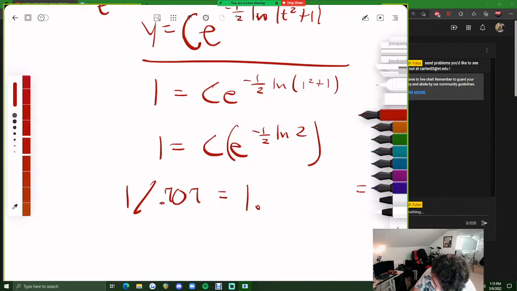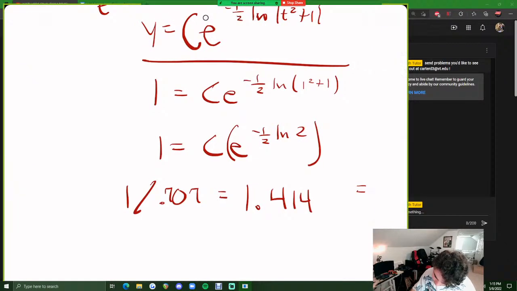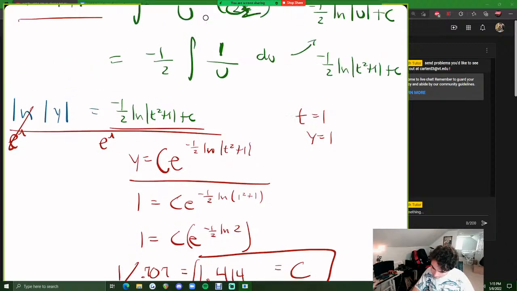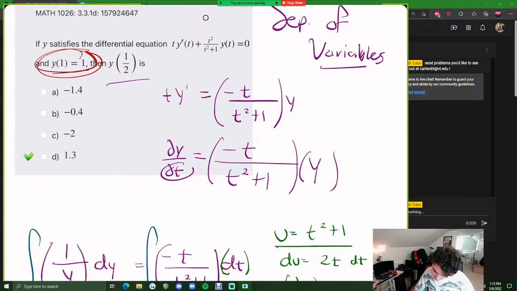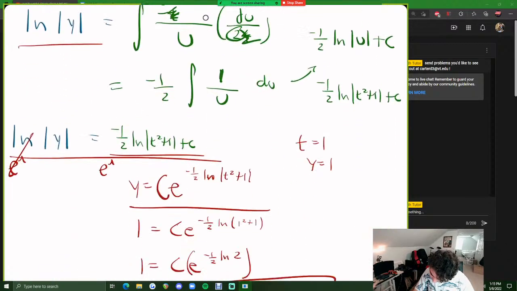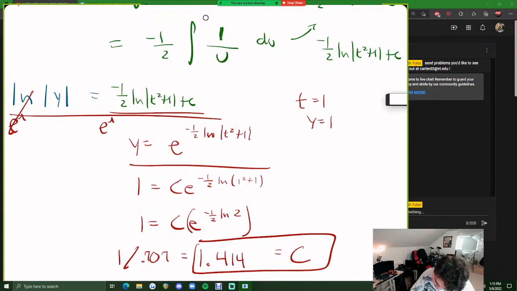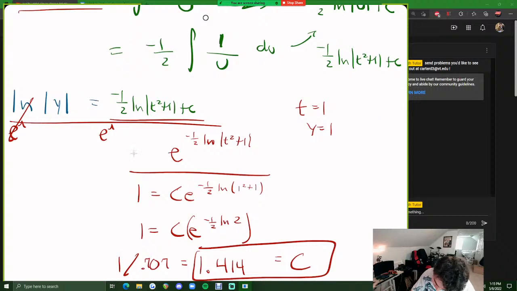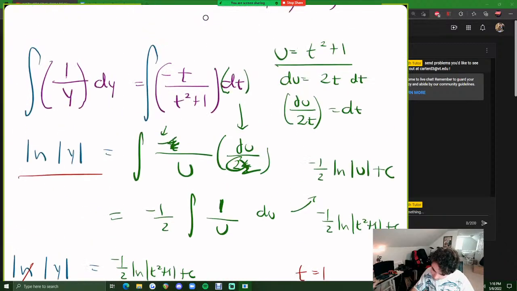1.414 is our result, our C value. All right, so our C value is 1.414. That only tells us what this value up here is. All right, y is equal to 1.414 e to the... So now, what are they asking?